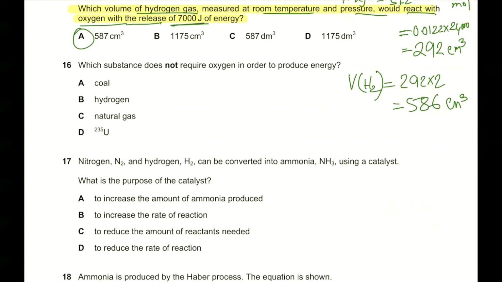Guys, question number 16. Which substance does not require oxygen in order to produce energy? So we know that coal requires oxygen, hydrogen requires oxygen, even natural gas, which is methane, requires oxygen. However, uranium is a nuclear fuel and therefore does not require oxygen.